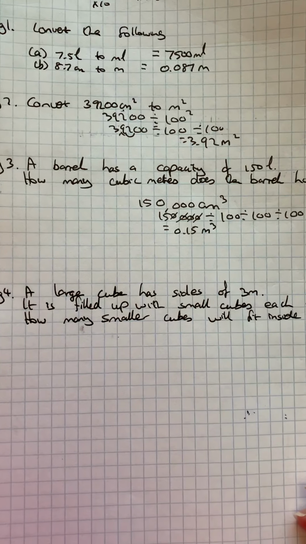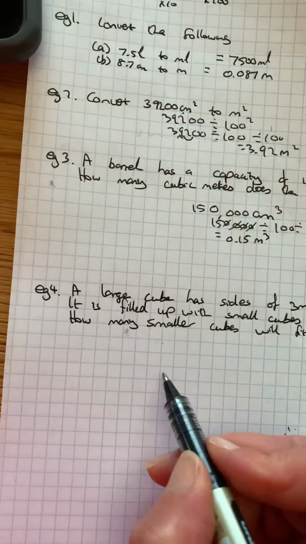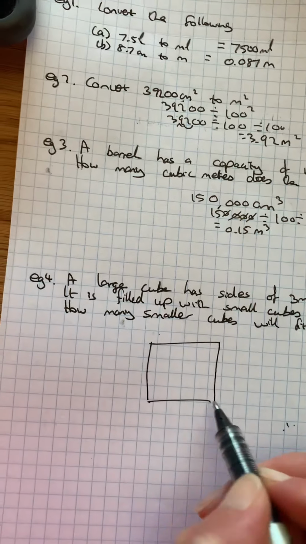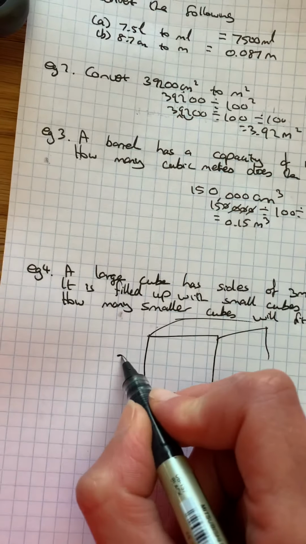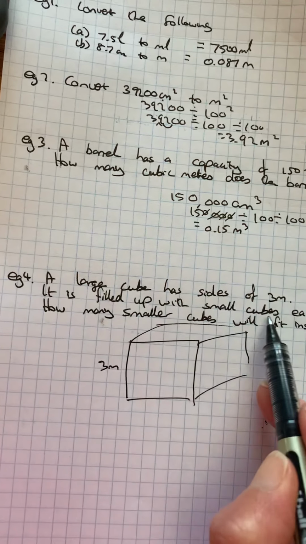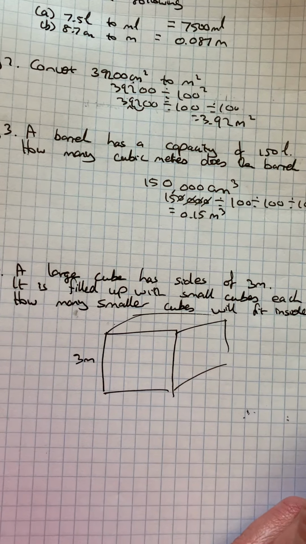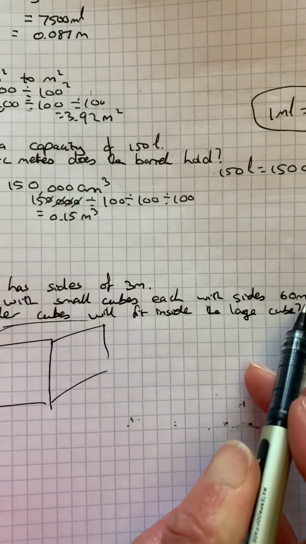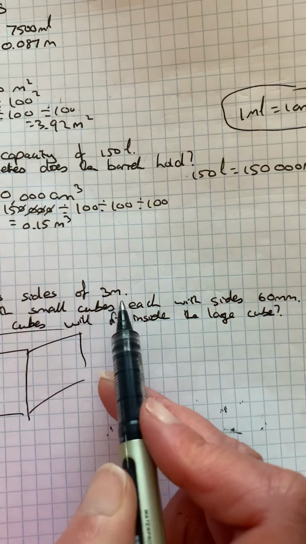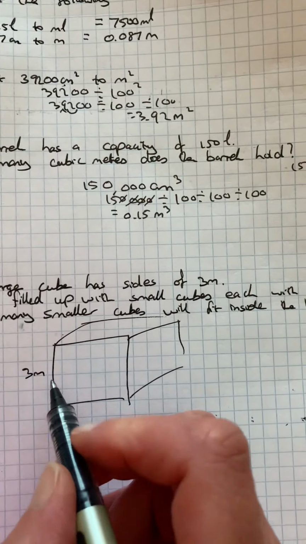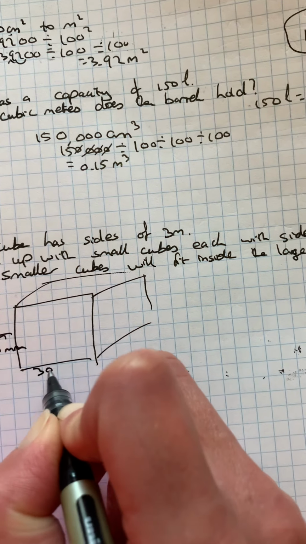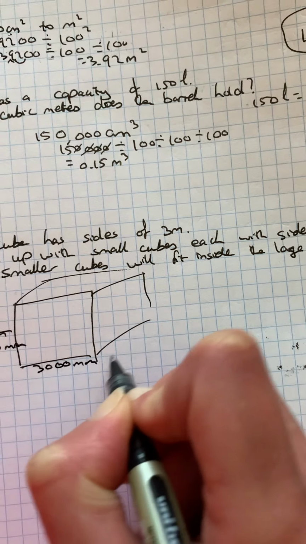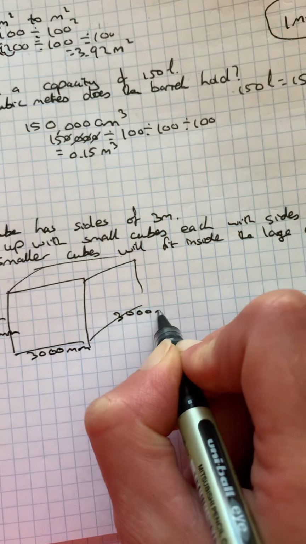And the last question. A large cube has sides of 3 metres. So I had to draw it out to see what I'm doing. So 3 metres. It's filled up with smaller cubes, each of size 60 millimetres. So first of all, my units don't match. So I'm going to rewrite my 3 metres as 3,000 millimetres. So 3,000 millimetres, 3,000 millimetres.